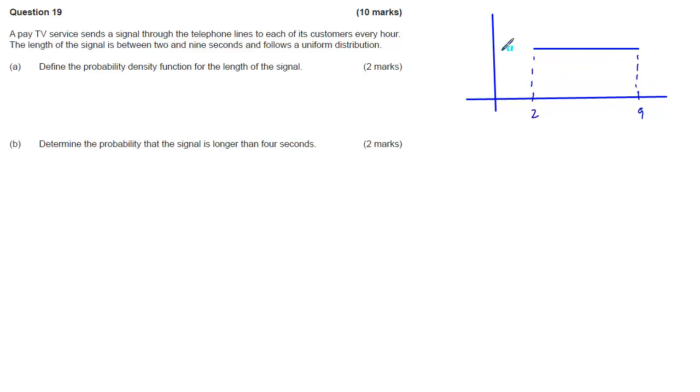And this gap is 7, and we know the area of this rectangle has to be 1, so that needs to be 1/7. So define the probability density function for the length of the signal. We can say now that f of x is 1/7 when x is between 2 and 9 and 0 otherwise.